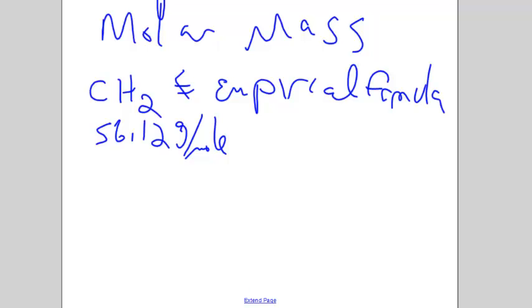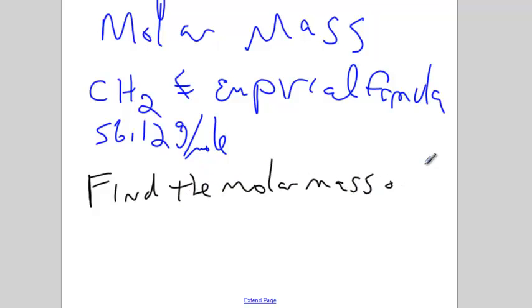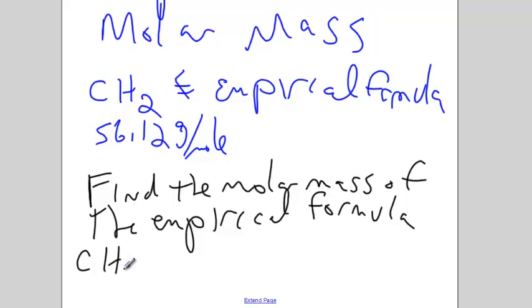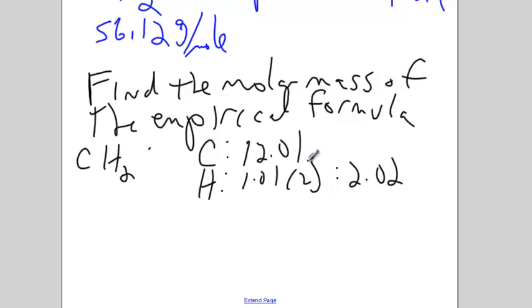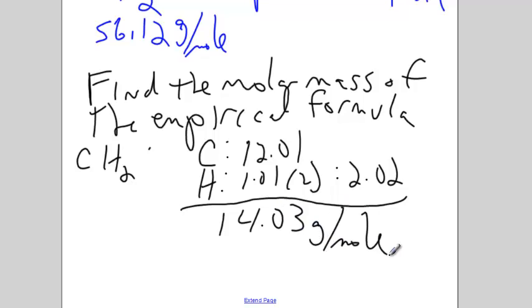The first thing you want to do is find the molar mass of the empirical formula. So CH2 is the empirical formula. You say, oh, carbon, that's 12.01. Hydrogen, that's 1.01. But there's two of them, so that's 2.02. So 12.01 plus 2.02 is 14.03 grams per mole. That's the molar mass of the empirical formula.